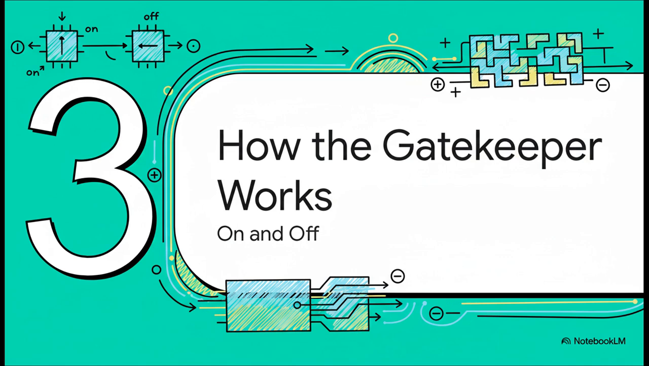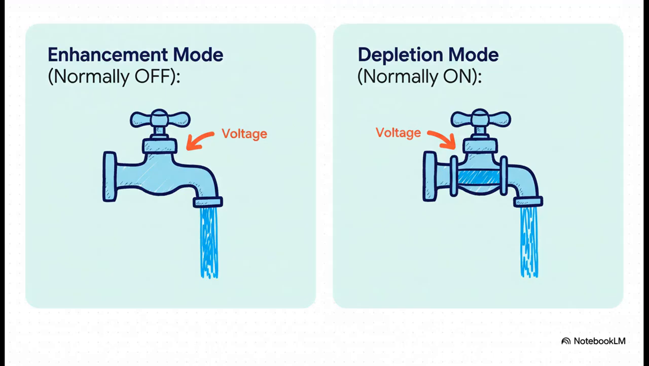Well, it turns out it depends on which of the two main flavors of MOSFET we're talking about. You've got two main philosophies here. On one hand, you have enhancement mode. Think of this like your kitchen faucet. It's normally off. You have to actively apply a voltage, turn the handle, to create a path for the current to flow.